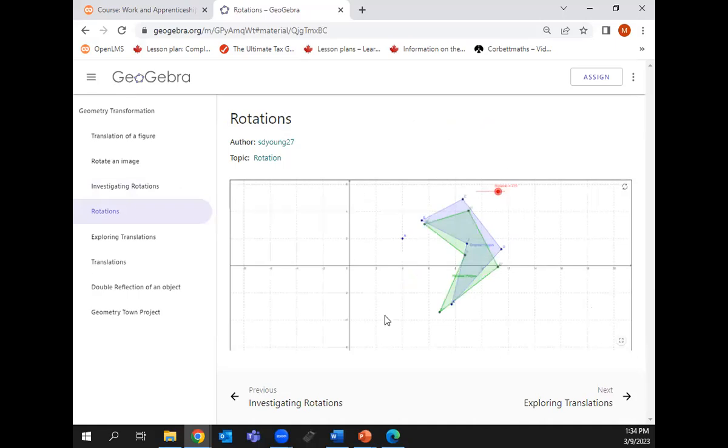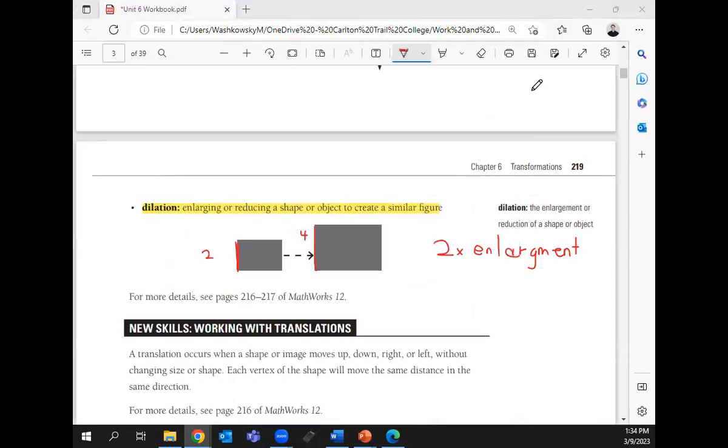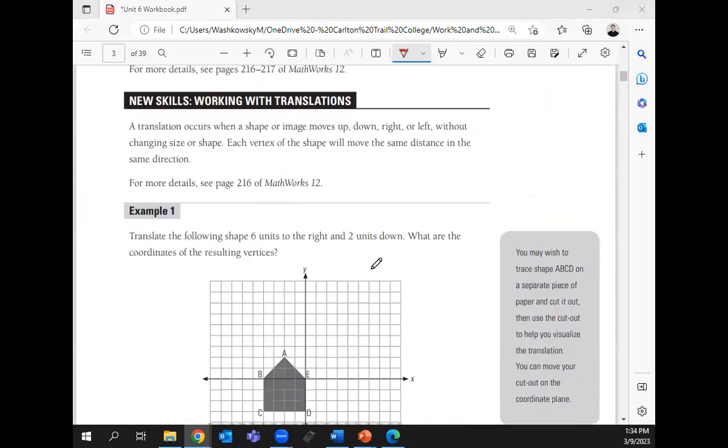So we're actually done with GeoGebra for now. We might be exploring a little bit later, but for now we can just close out of that. It was just an idea to be able to look at some of the stuff without having to draw a bunch of shapes. So we're just gonna head back to our workbook here.